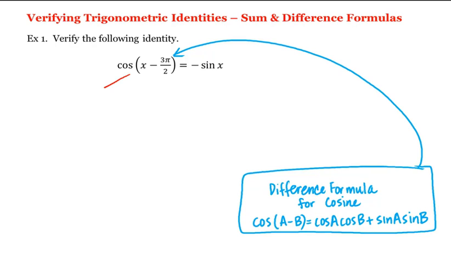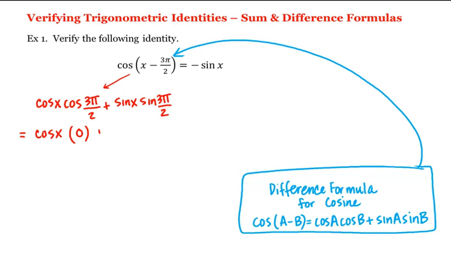In other words, the left-hand side here is cosine of x, cosine of 3 pi halves, plus sine x times sine of 3 pi halves, which is equal to cosine of x times, now cosine of 3 pi halves is 0, and then plus sine x times the sine of 3 pi halves, which is negative 1.